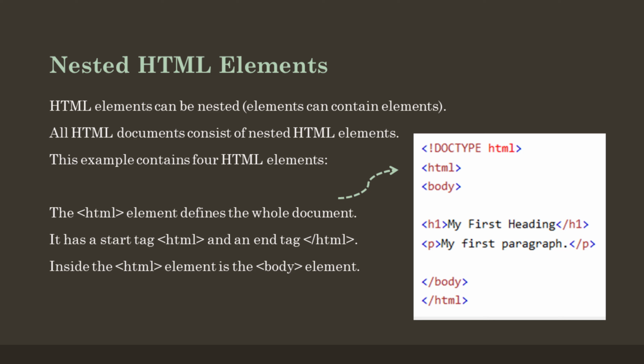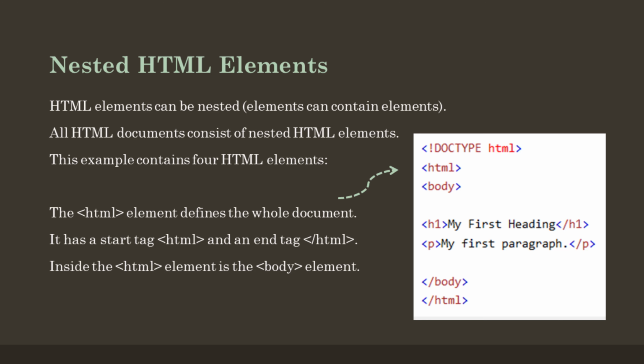Nested HTML elements. HTML elements can be nested. Elements can contain elements. All HTML documents consist of nested HTML elements. This example contains 4 HTML elements. The <html> element defines the whole document. It has a start tag <html> and an end tag </html>.